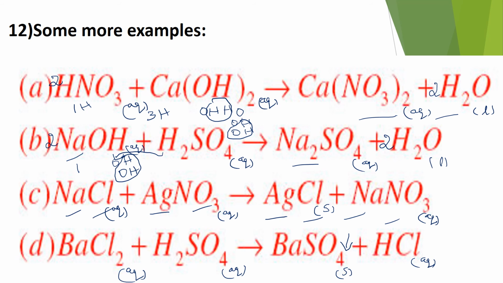So let us balance this. Here 2H, that is 2 hydrogen atoms and 2 chlorine atoms. On the product side only 1 are there. So let us write 2. Other things are already balanced. Now let us go to the next.